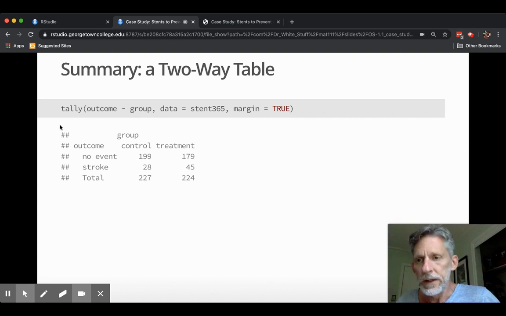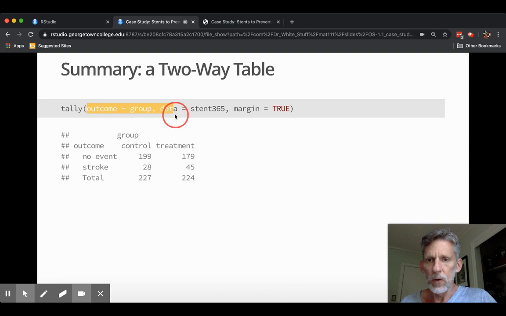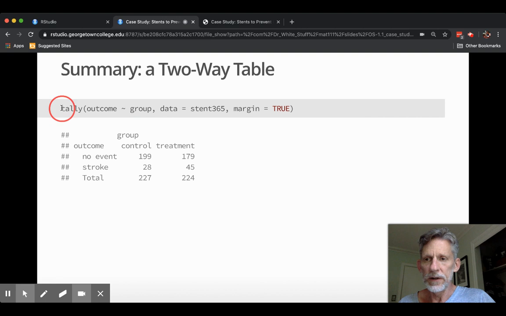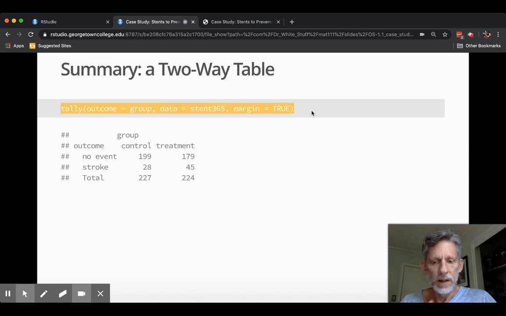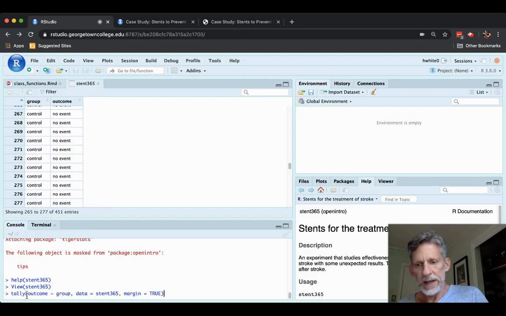So what's happening here is you're going to make R do a tally, a count up of what happened to the people in the two different experimental groups, the treatment and the control. And it's going to produce this table down here. So we're not going to worry right now about all the stuff inside that makes that happen. We're just going to make it happen ourselves by copying this command, heading back to RStudio, and paste it into the console and run it.